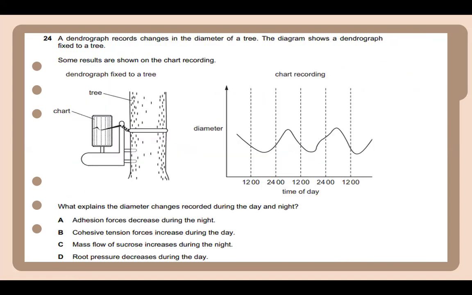A dendrograph records changes in the diameter of a tree. The diagram shows a dendrograph fixed to a tree. Some results are shown on the chart recording. What explains the diameter changes recorded during the day and night? The answer will be cohesive tension forces increase during the day.